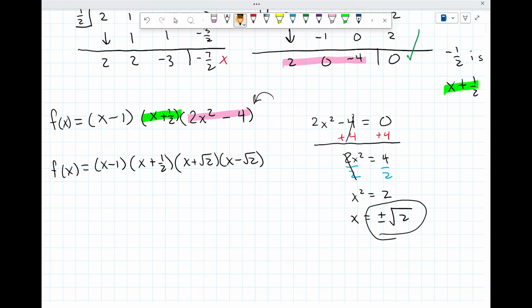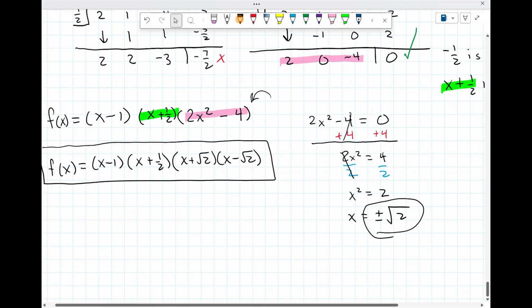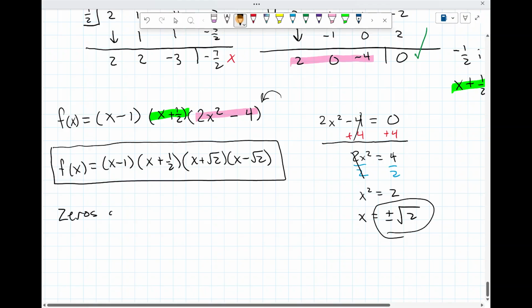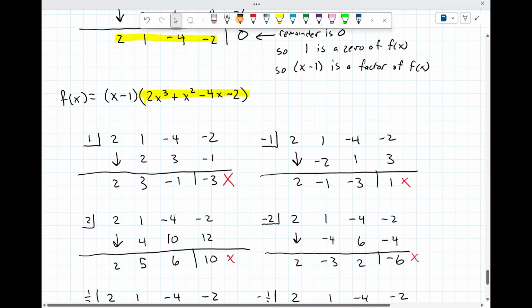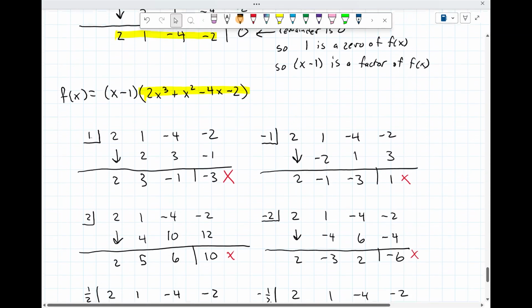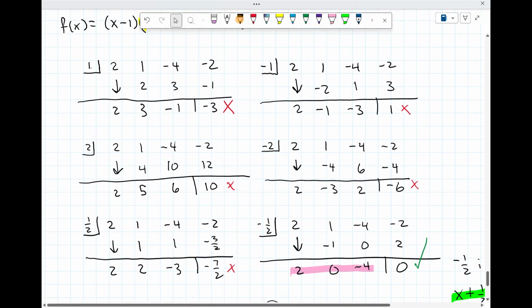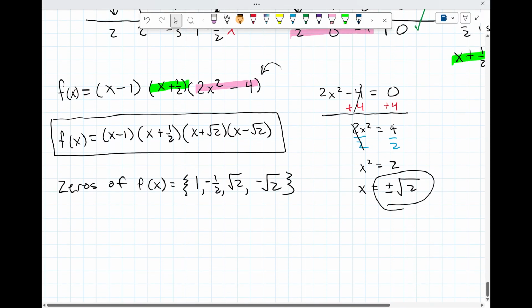Okay? So in this process, we've actually done two things. We found the factored form of this polynomial, and we've also found all of the zeros. And those are going to be 1, negative 1/2, square root of 2, and negative square root of 2. And at this point, we are done with this problem. I think this is a good example of how not every problem is going to work out nicely. Sometimes you have to literally try every zero before you get the one that works. But we were able to solve this just fine.